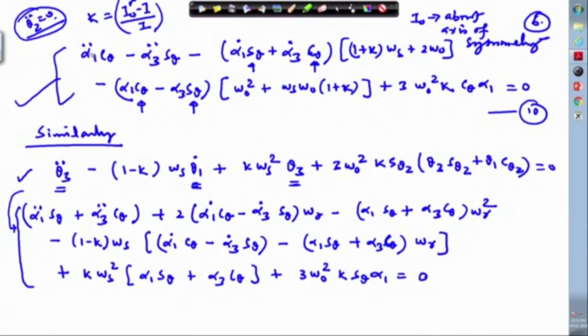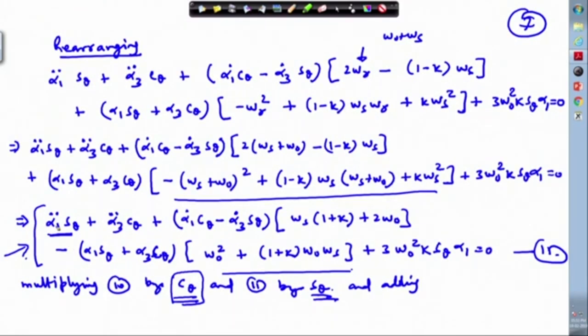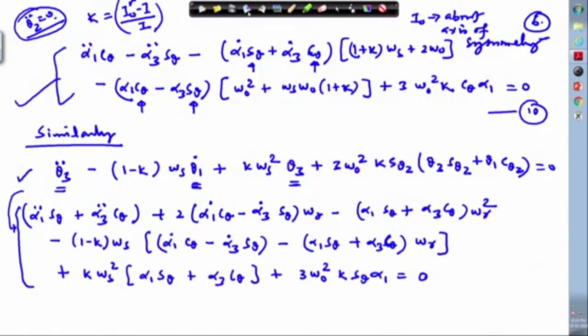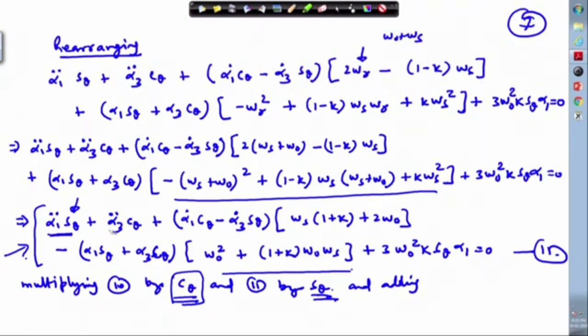So, alpha 1 double dot C square theta, and here in this place we are getting alpha 1 double dot sin square theta. So, this term will add up and we get alpha 1 double dot, and we get rid of this sin theta term here. Similarly, this term is alpha 3 double dot, which comes with a minus sign, and this comes with a plus sign. So, this term will get eliminated when you add. Thereby we will get terms which are independent of periodic or time dependent coefficients.